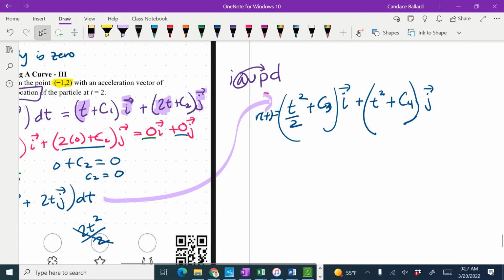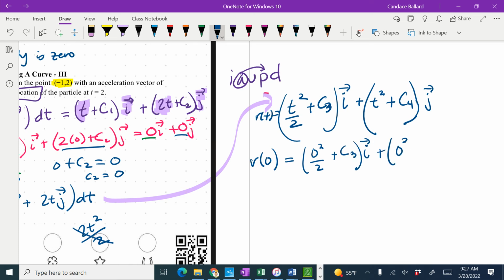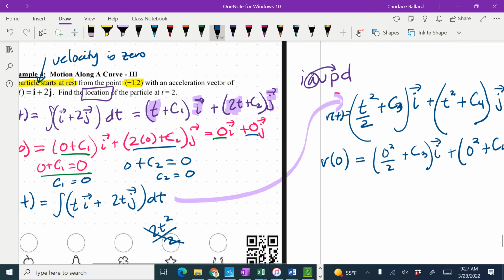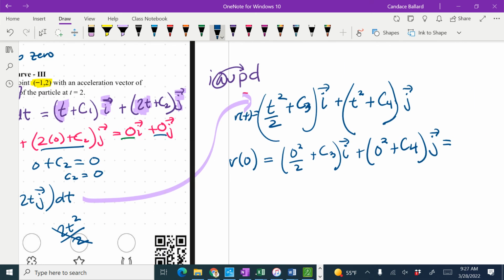Okay, so let's plug that in the way that it looks. So when we're at 0, anytime I see t, I'm plugging in a 0, plus c sub 3 i plus 0 squared plus c sub 4 j equals, what did we say it was? Negative 1i plus 2j. Negative i plus 2j.